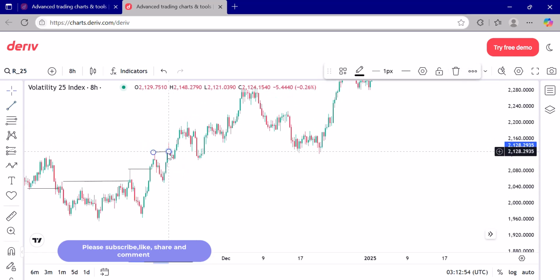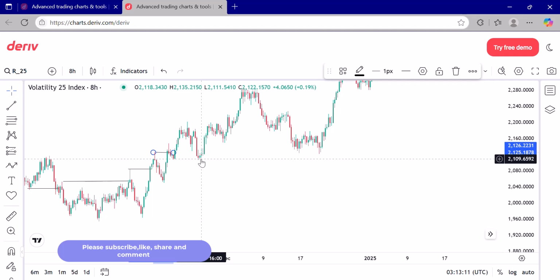We have a lower high, I mean, a higher low, another higher high. So there was a break of structure to the upside. Okay, so there was a break of structure to the upside.